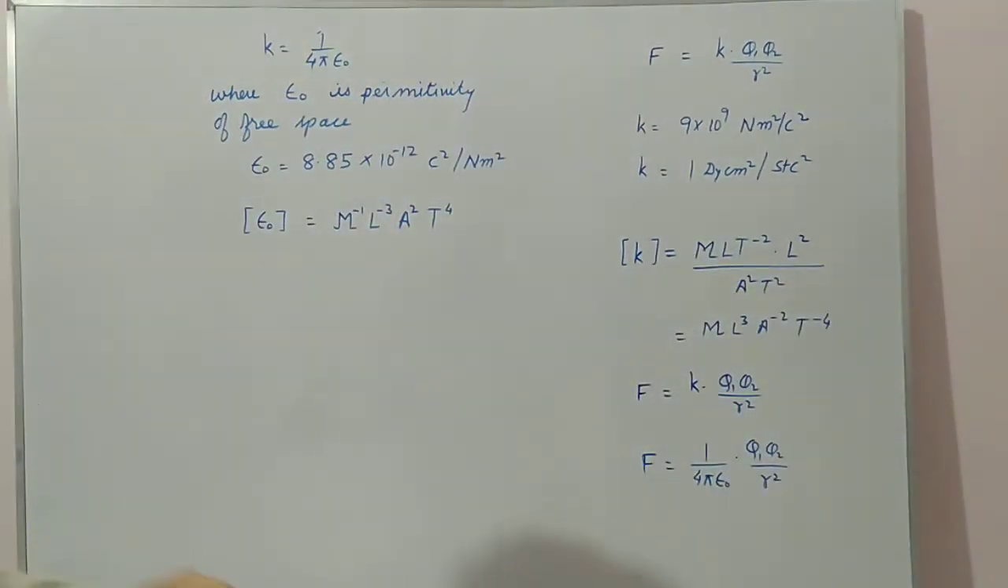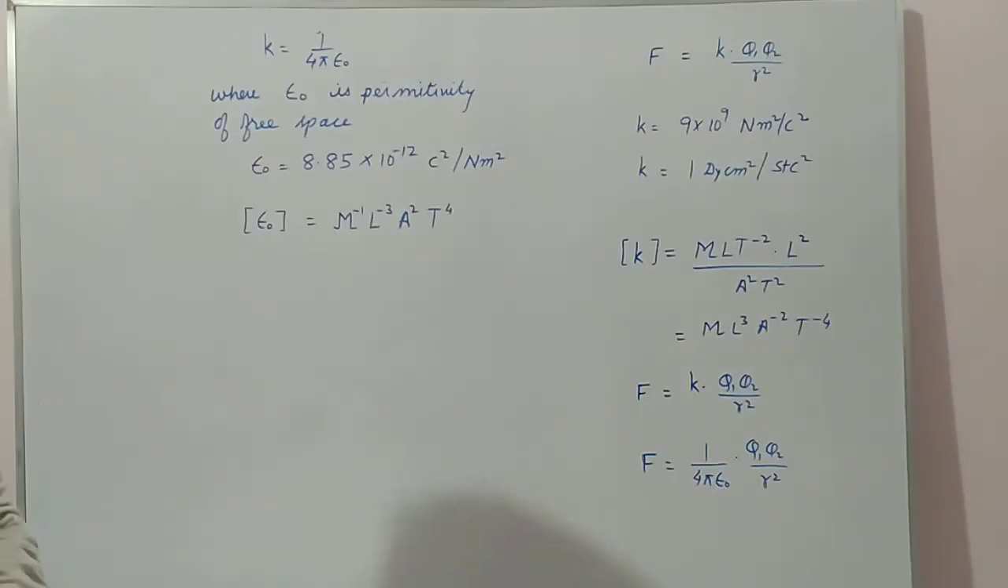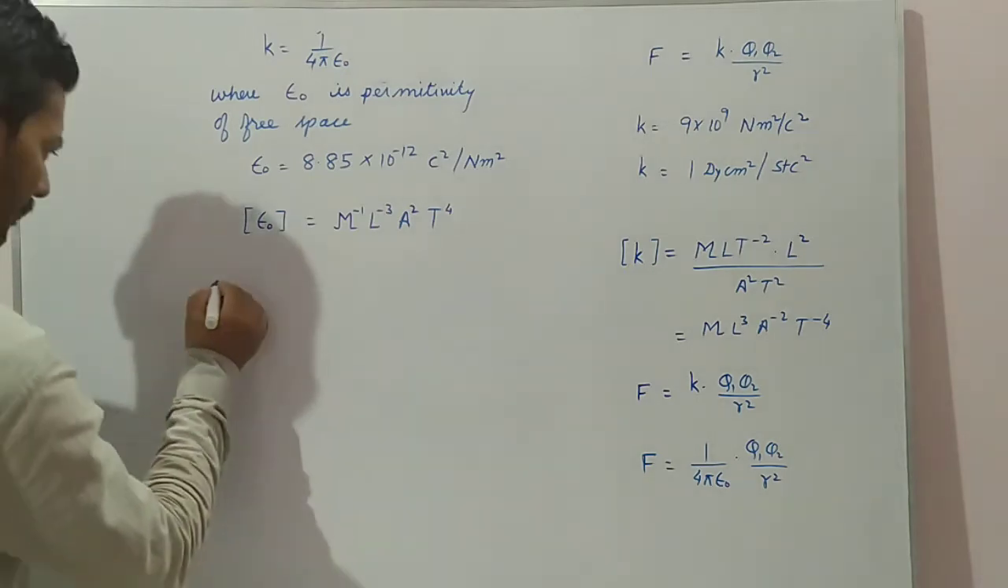So this is the value of force, F equals K Q1 Q2 by R square, that is 1 by 4 pi epsilon naught Q1 Q2 by R square. Here force is expressed in terms of what? Permittivity of the medium. Or K equal to 1 by 4 pi epsilon naught, its dimensional formula is there, value is there.